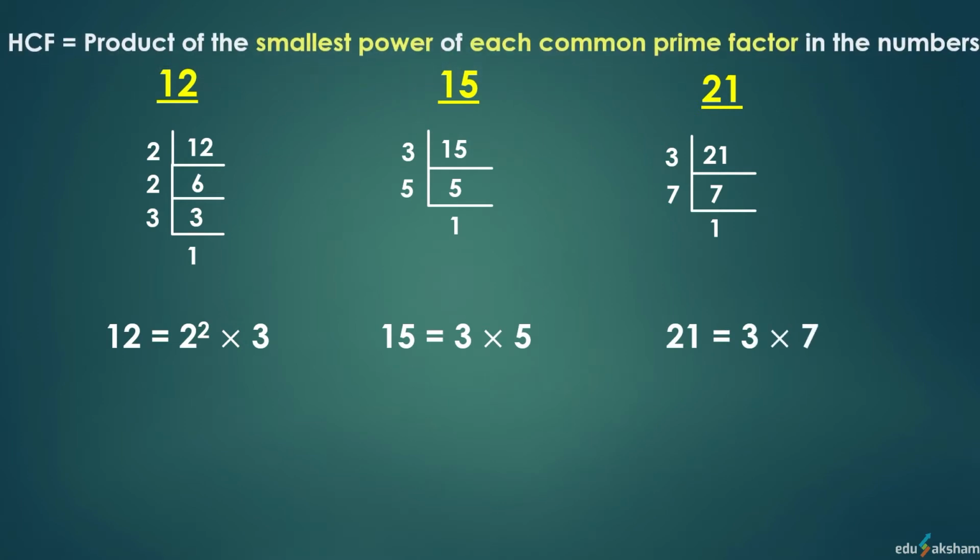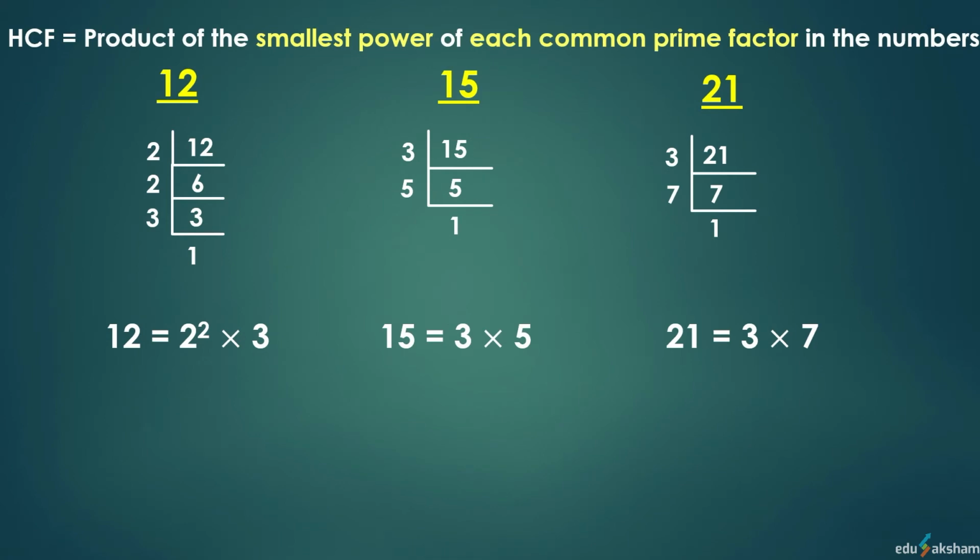The HCF is the product of the smallest power of each common prime factor in the numbers. The common factor from all these numbers is 3, and its smallest power is 3 to the power 1. So the HCF will be 3.